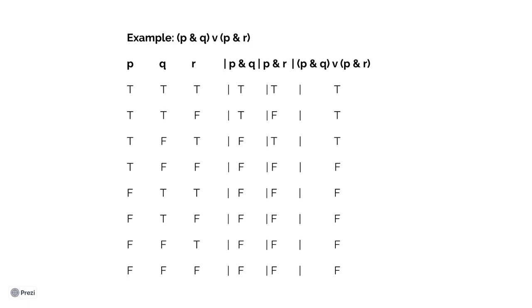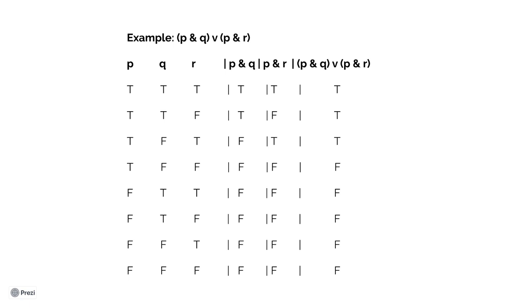Here's another example. P and Q or P and R. So conjunction or conjunction. In this case, once again, the disjunction or is our primary operator. And again, we have three variables, P, Q, and R. So we determine the truth value for those. It will look the same as it did in the last example. And then we determine the truth value for our first conjunction, P and Q. Next, we determine the truth value for our second conjunction, P and R. Once we've determined both, we can look at the truth value for our main operator, which is the disjunction, or.